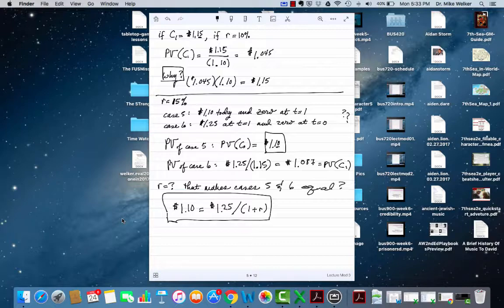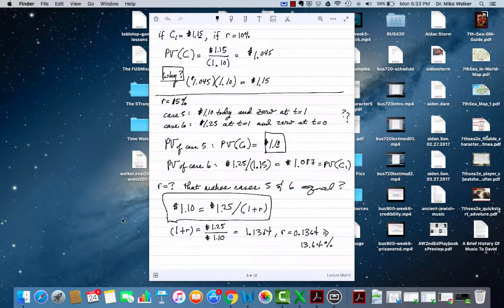To solve for R, we get 1 plus R equal to $1.25 over $1.10, and that's equal to 1.1364. So R here is equal to 0.1364, or you could say 13.64%.